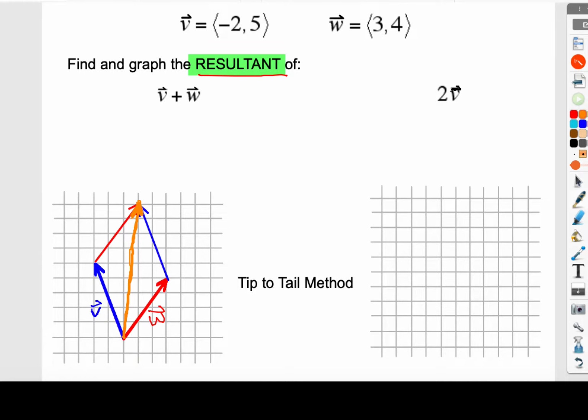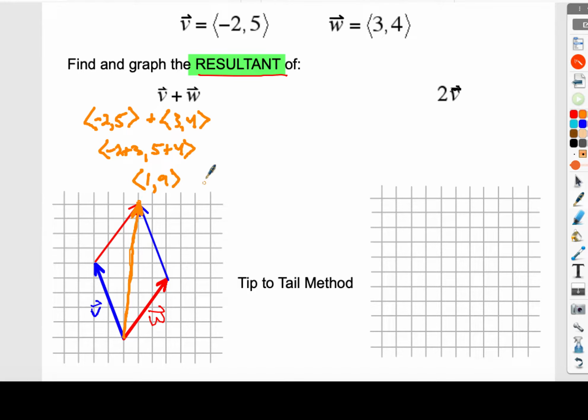In fact, we could take the component forms of the vectors. Vector v being -2, 5, plus vector w, 3, 4. We could add the horizontals, -2 plus 3, and 5 plus 4, and you would have ended up with a vector of 1, 9. If you count out that orange vector, doesn't it look like from the beginning we traveled 1 unit to the right, and then we traveled up 9 units to get to the end of that vector?